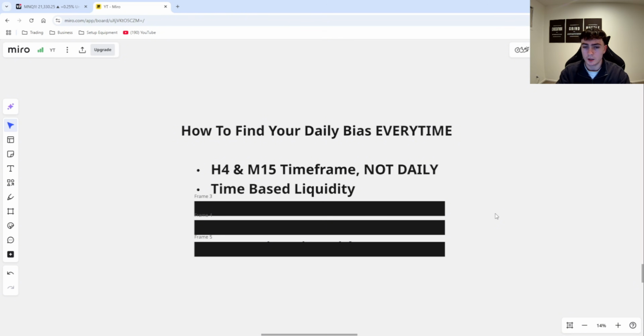Time-based liquidity. Using time-based liquidity is super important. See, price doesn't move anywhere. The market doesn't just open and then just move. See, it is based off time-based liquidity: London highs, London lows, Asia highs, Asia lows, and we're talking previous session highs, previous session lows, like time-based liquidity.